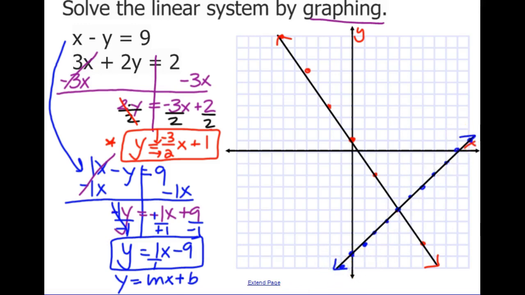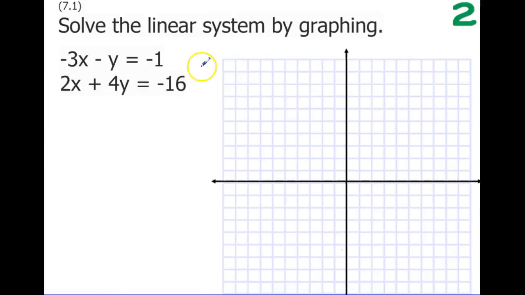So we need to actually write out our answer. Where these 2 lines cross right there, our answer in terms of x and y. X first to the right, we're going 1, 2, 3, 4. And then we're going to go down 1, 2, 3, 4, 5. Because we're going down, that's a negative 5. So there's our answer. Alright, let's do one more like this.